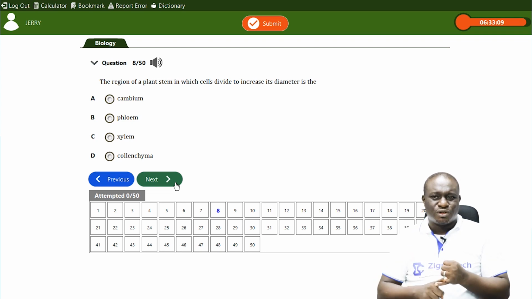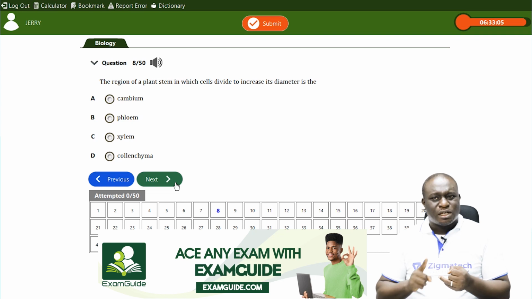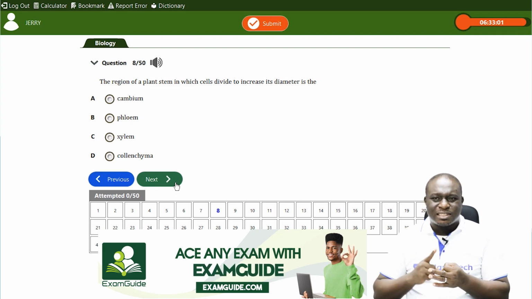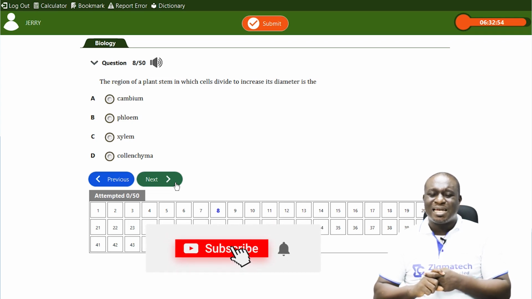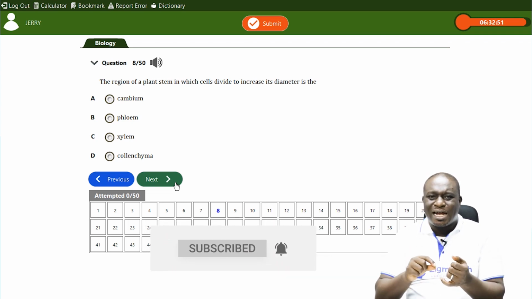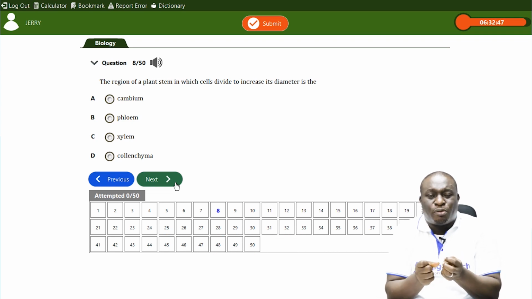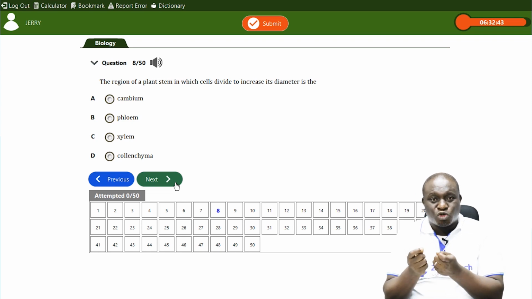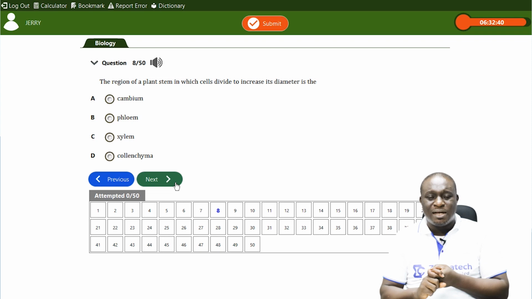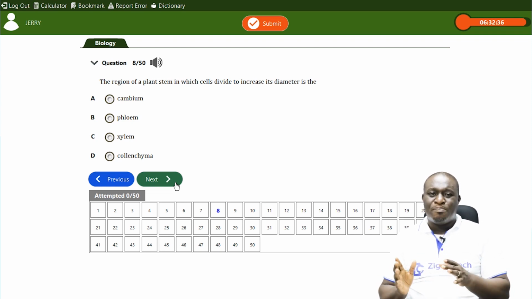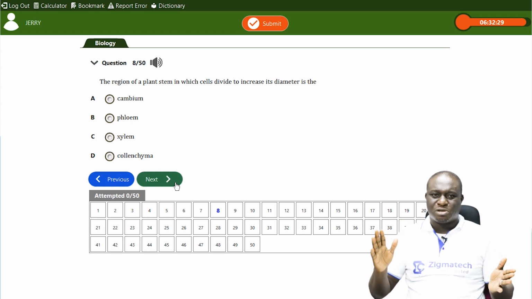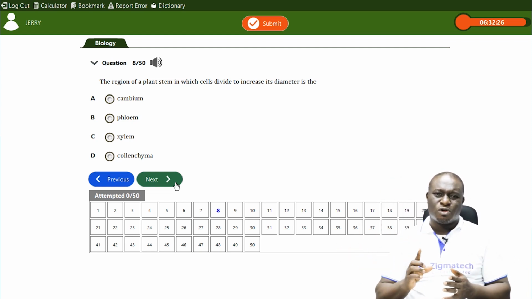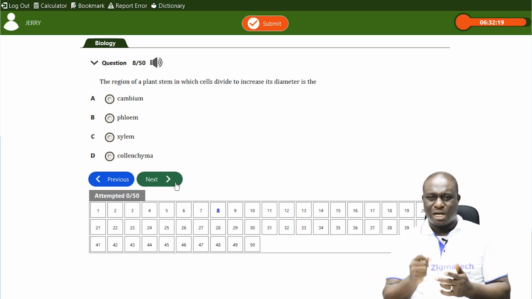So the correct answer to that question is option A, not B. B conducts manufactured food, not C. C mostly conducts water and dissolved mineral salts, and also not D. D serves as a supporting tissue. It provides strength, it provides rigidity and support to mostly young plants that are growing up. And another major function of the collenchyma is for flexibility and resilience. The flexibility and resilience simply means the ability of a particular plant to bend without breaking. That's resilience. Ability to bend without breaking. So that's one of the major functions of the collenchyma, aside the function of being a supporting tissue.